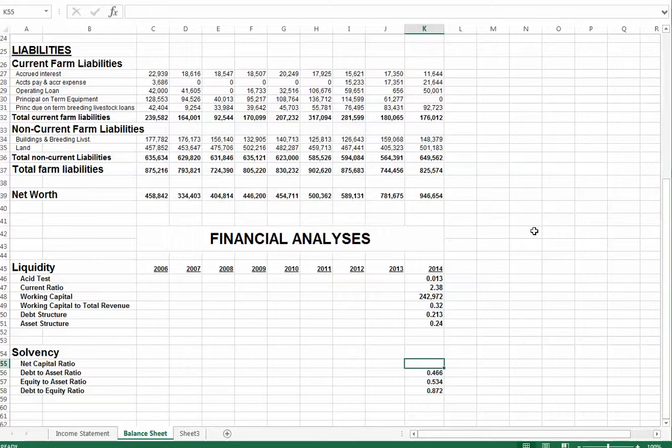Now remember, the word solvency means can a business cover all of their debt, short term and long term, with the amount of assets that they have, both current and non-current. So this is a real simple concept. The net capital ratio, abbreviated NCR, is simply total assets divided by total liabilities. And it simply tells you for every $1 in debt, how many dollars worth of assets do you have?